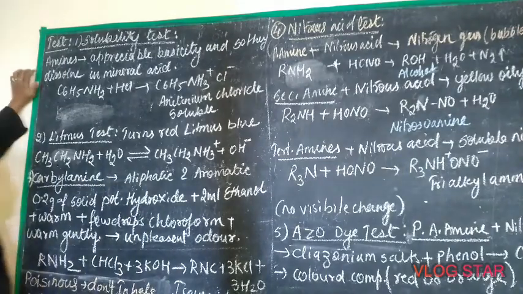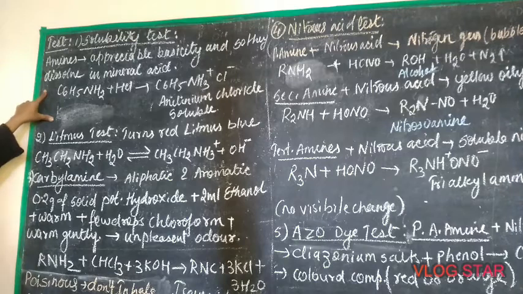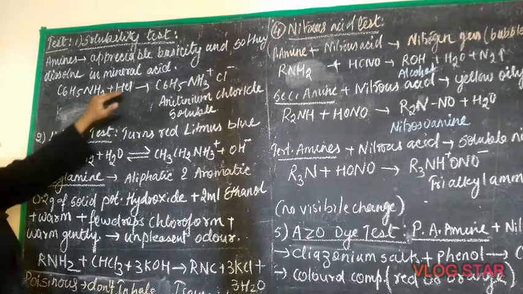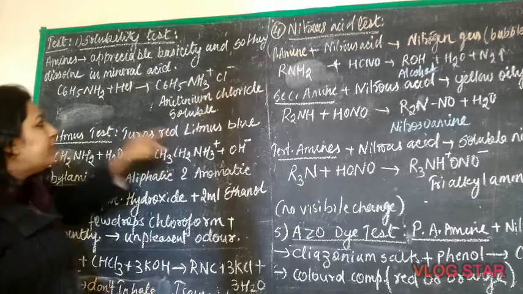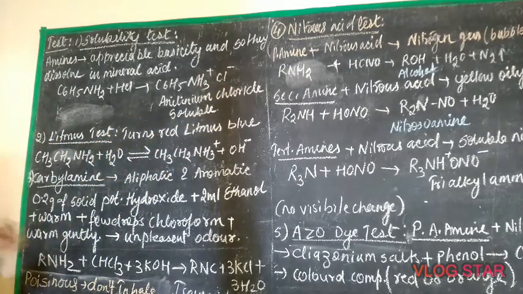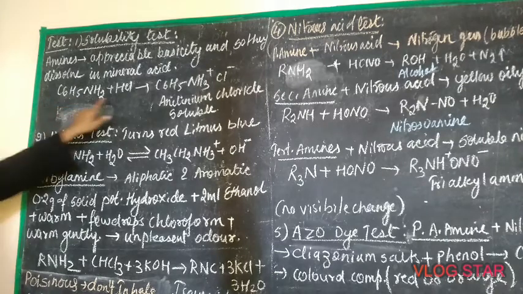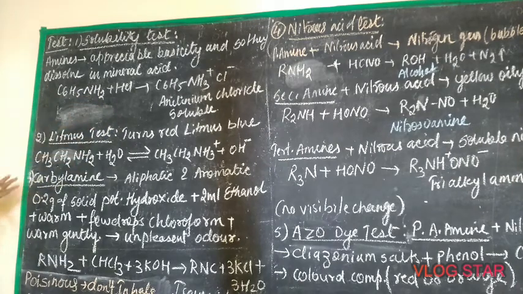Children, we'll go for the tests. First test is your solubility test. Children, amines have appreciable basicity, and so they get dissolved in mineral acids. The reaction is C6H5NH2 plus HCl gives C6H5NH3 positive Cl negative. This is anilinium chloride, which is soluble. Then you can see the solubility, that in HCl this amine gets soluble.